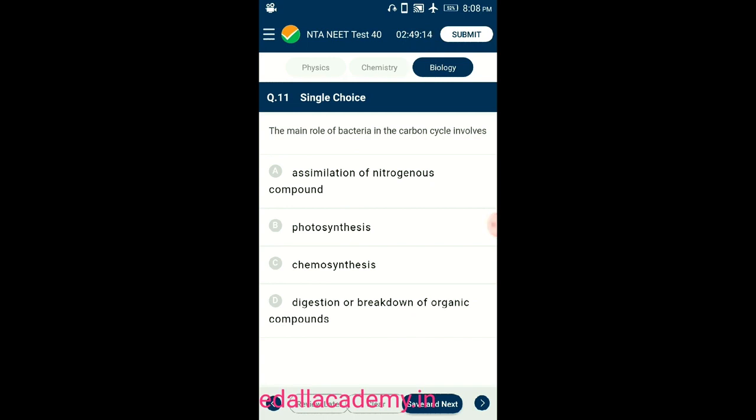The most important bacterium involved in the carbon cycle is Pseudomonas denitrificans. So the answer for this question is option D. The main role of bacteria in carbon cycle involves digestion or breakdown of organic compounds.